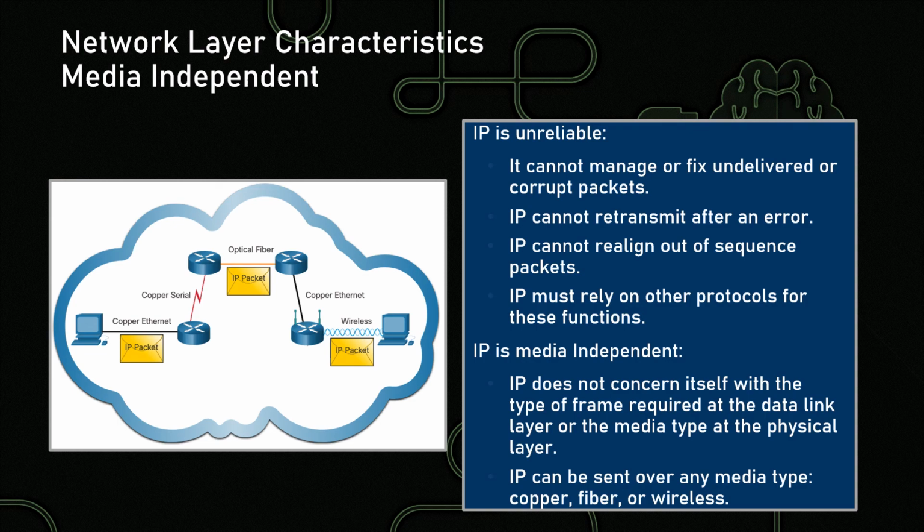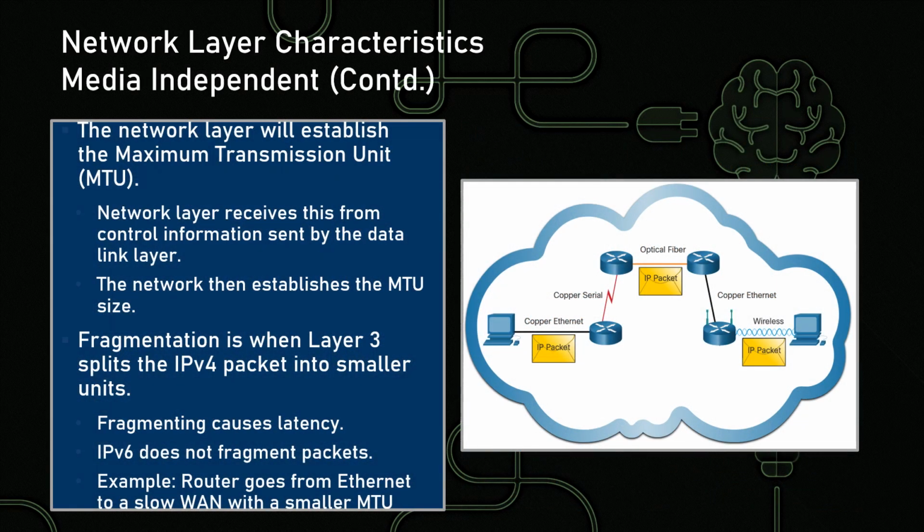IP is also media independent, meaning that it doesn't concern itself with the type of frame that it needs at Layer 2 or the media type that it uses at Layer 1. We can send IP over copper, fiber, or wireless with no impediment to the actual transmission. Media independence also means that the network layer will establish the maximum transmission unit size, or MTU. This is going to be received from control information sent by the data link layer. The network then establishes the MTU size based on that infrastructure. So again, remember, anywhere between 64 and 1518 is considered a standard frame size, but the maximum transmission unit can of course be modified depending on the infrastructure with which we work.